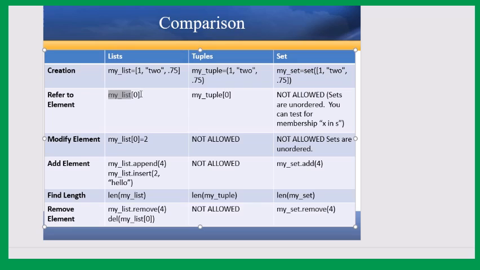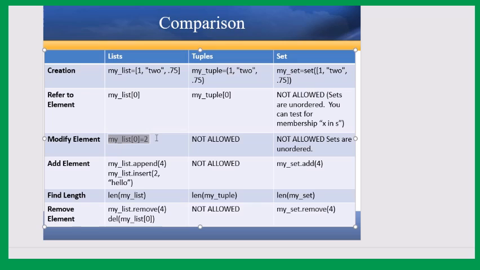How do we refer to an individual item in a list or a tuple or set? Well, in the list and the tuple, it's the same. We just use a square bracket, say, give me the first item. And in both cases, it'll give you that number 1. But you can't do that in the set because sets are unordered, and there isn't really a first item in the set. You can see whether or not something's in a set with the word in, but you can't specify a certain order.